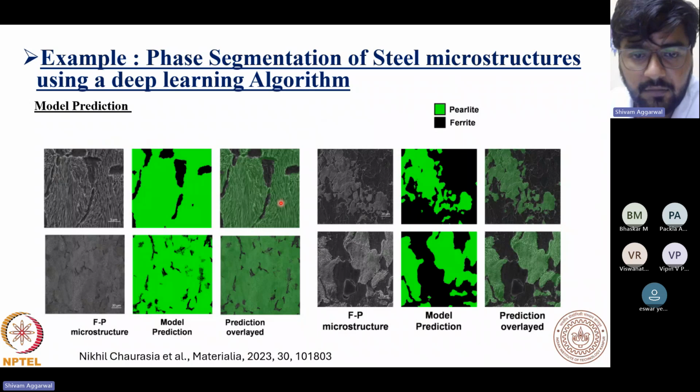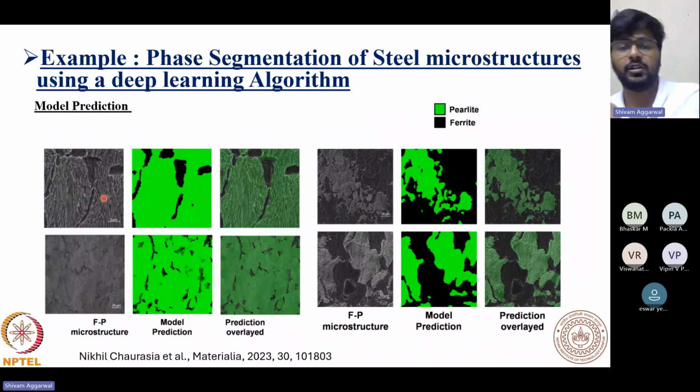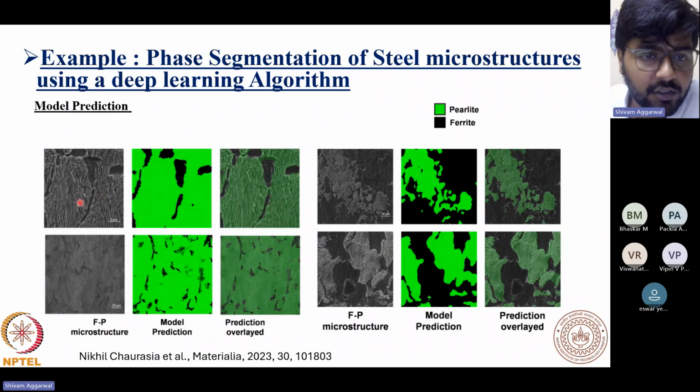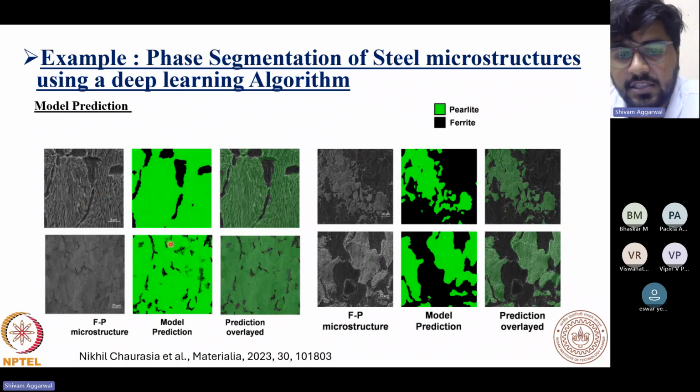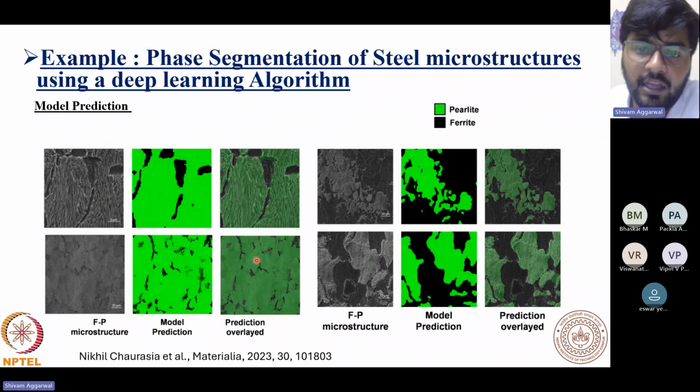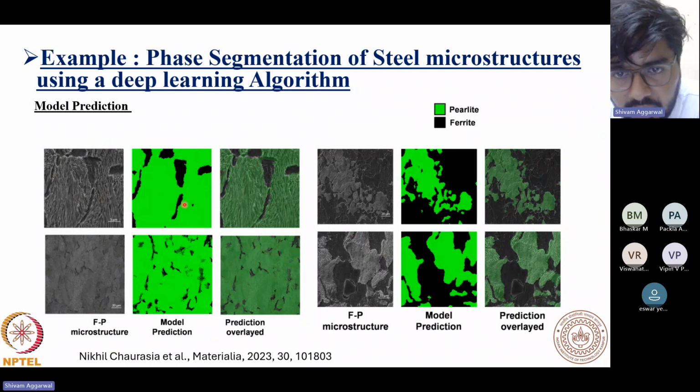Here are also some examples they used to show their model's accuracy. This is the actual micrograph, this is the model prediction, and this is the ground truth, like what would be the pearlite region and what would be the pearlite-ferrite region. Here you can see there is no significant change in these micrographs, and the same here.